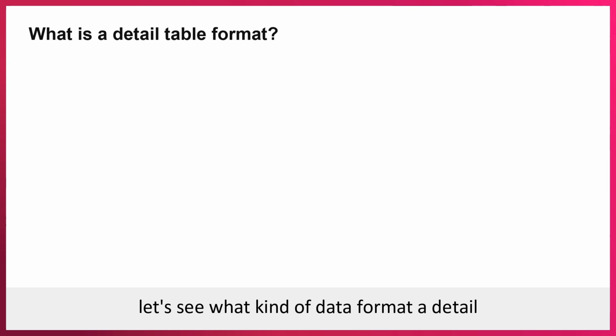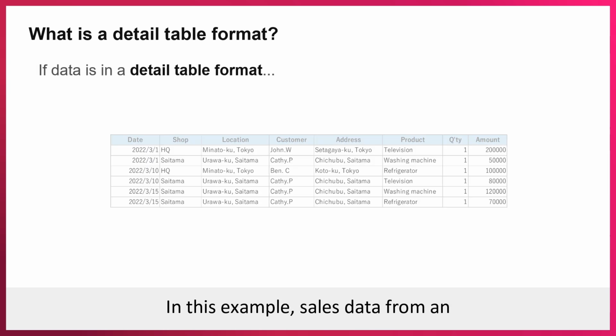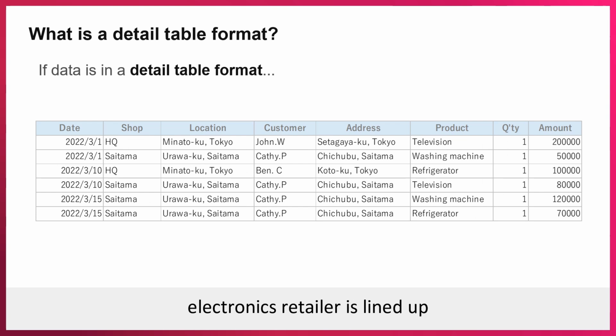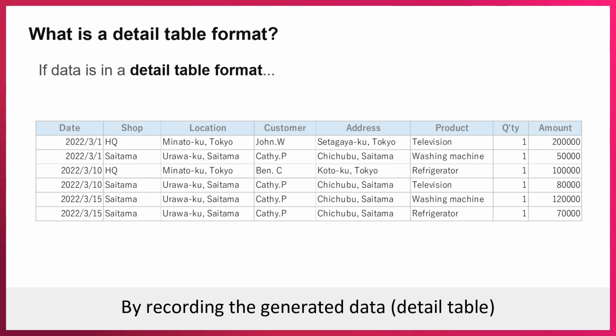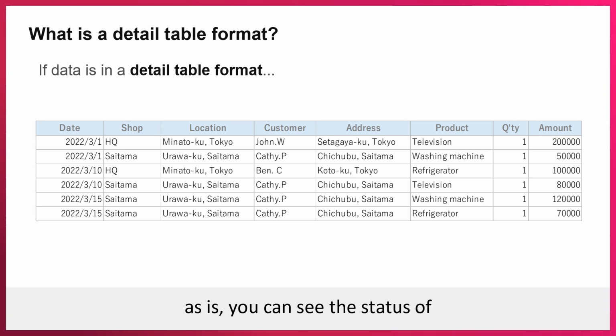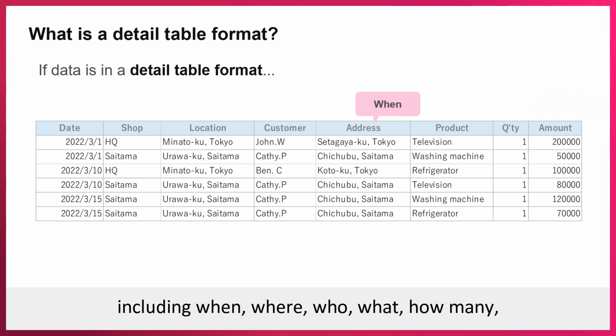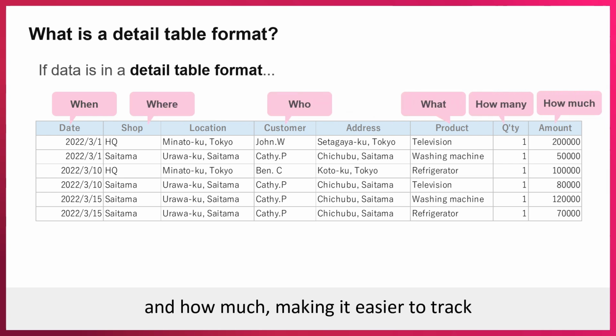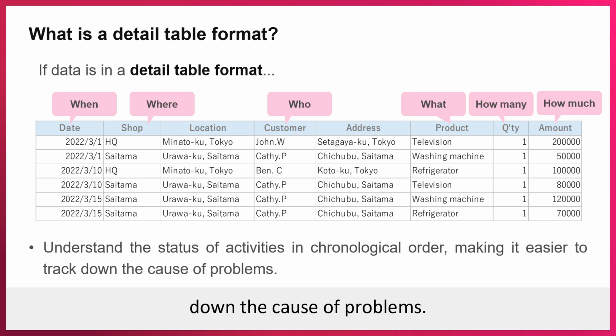Now, let's see what kind of data format a detail table format is. In this example, sales data from an electronics retailer is lined up horizontally in a single table. By recording the generated data, or detail table, as is, you can see the status of activities in chronological order, including when, where, who, what, how many, and how much, making it easier to track down the cause of problems.